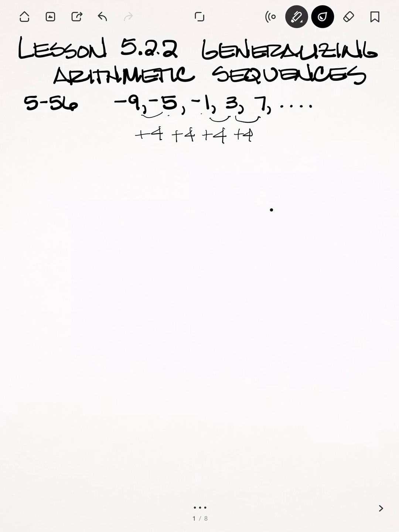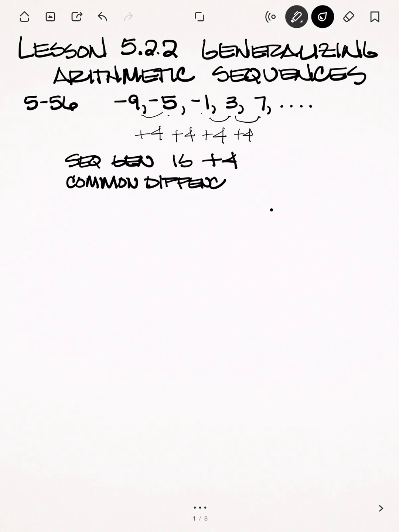It's arithmetic because its sequence generator is +4. I'm adding 4 each time. Now, when your sequence generator adds a number to each term, this also has another name. The sequence generator is 4, or we can say the common difference is 4. The common difference is the difference between each term and the term before it.